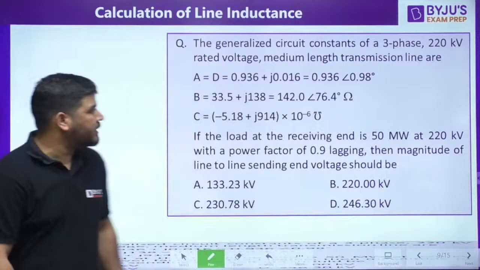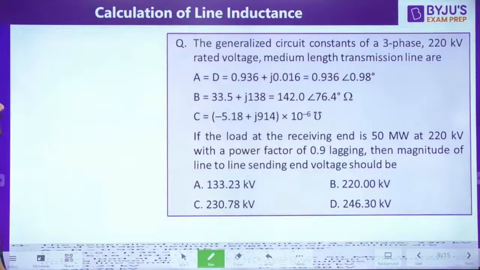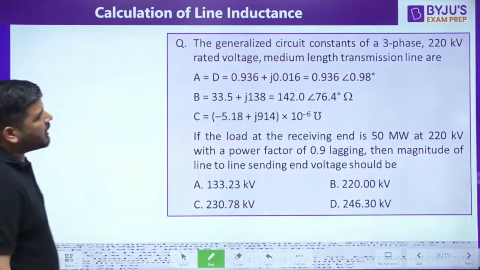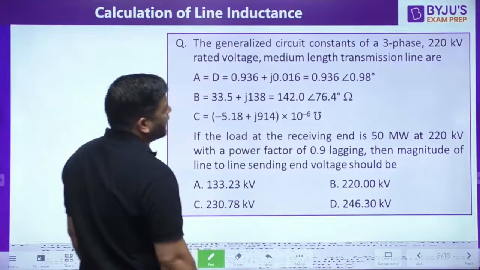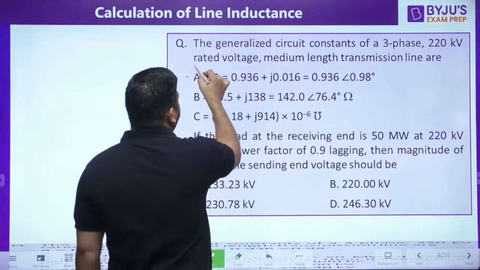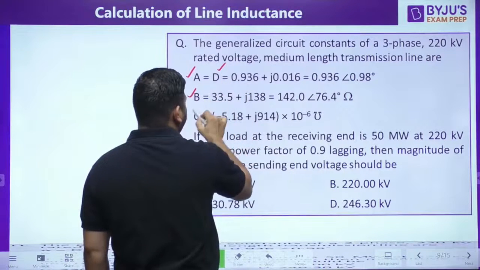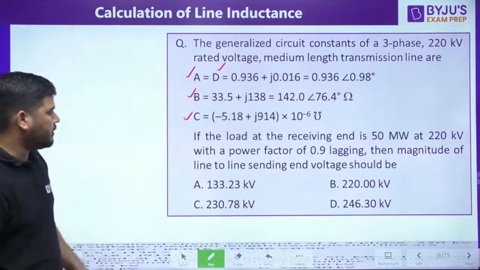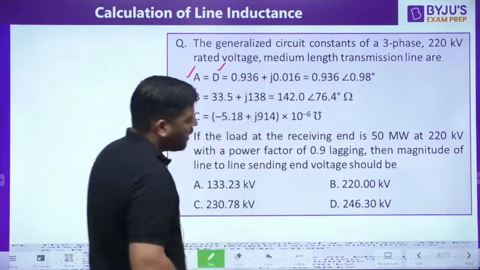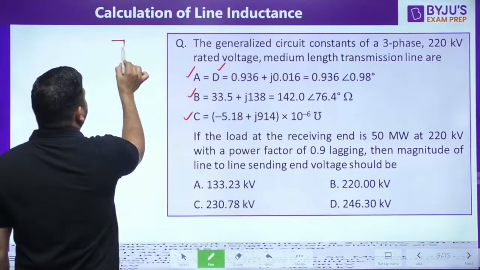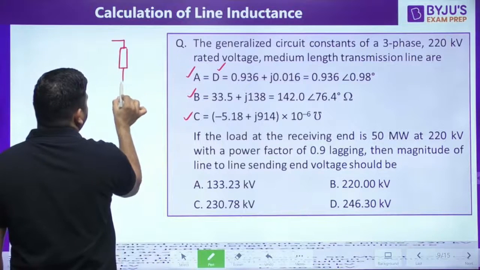The next question on your screen is this. The generalized circuit constants of a 3-phase 220 kV rated voltage medium length transmission line, so the ABCD parameters are given to you. It is given that the load at the receiving end is 50 megawatt.